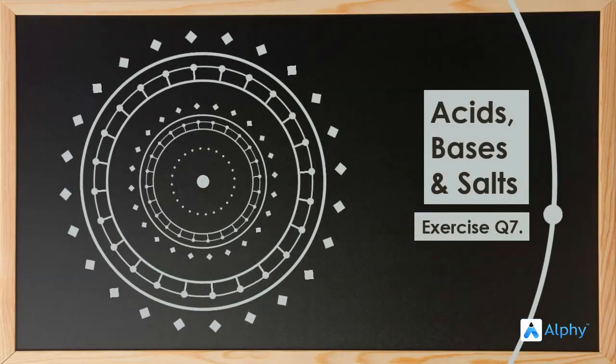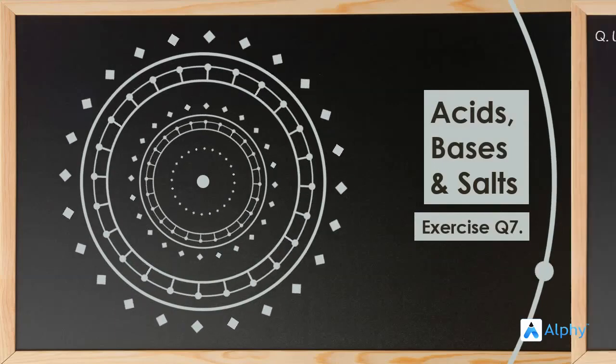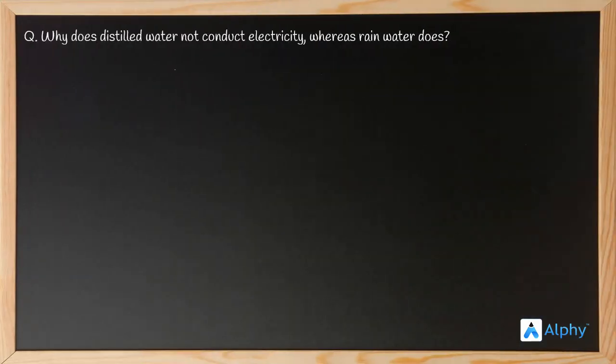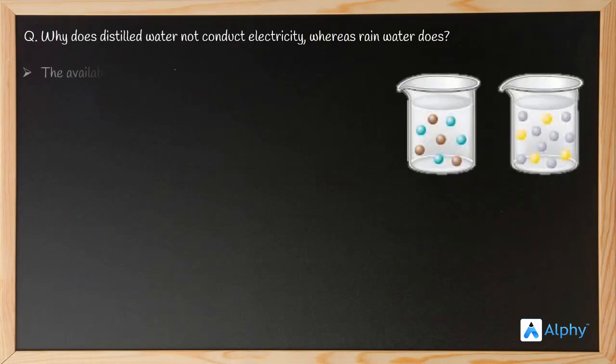and salts. Exercise question 7. So the question here is, why does distilled water not conduct electricity whereas rainwater does? The availability of ions is very important to conduct electricity.